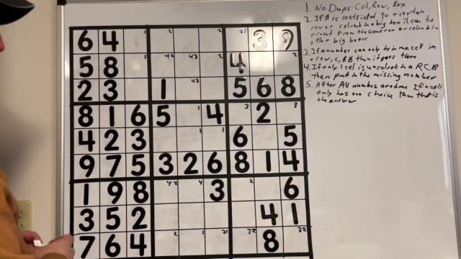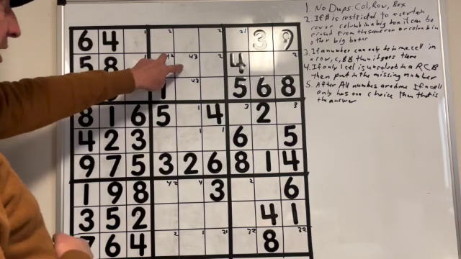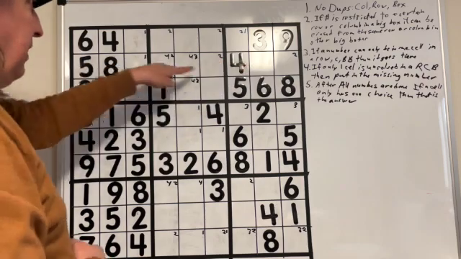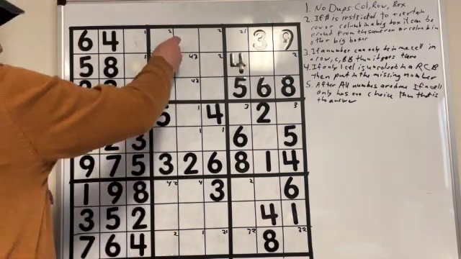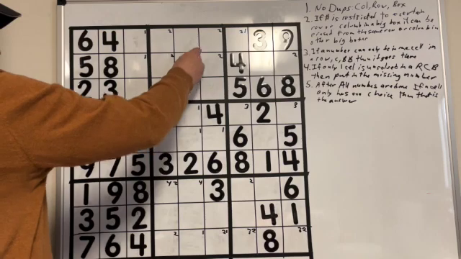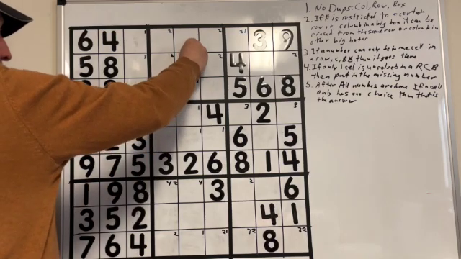That means we've got to do some cleanup. This has two 4s in it that cannot be there because we just solved this 4. So let's get them out of there. That can't be 4. That can't be 4.